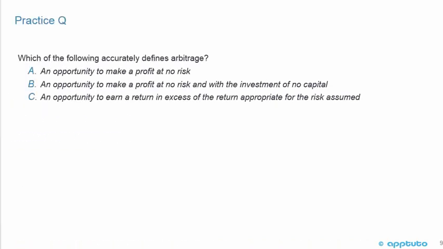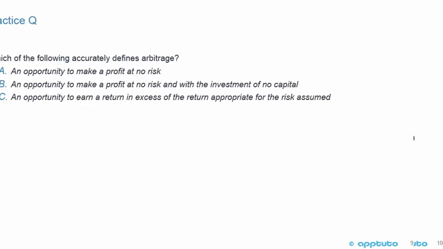Another quick practice question. Which of the following accurately defines arbitrage? So again, these are all definitions. A, an opportunity to make a profit at no risk. B, an opportunity to make a profit at no risk with the investment of no capital. Or C, an opportunity to earn a return in excess of the return appropriate for the risk assumed.